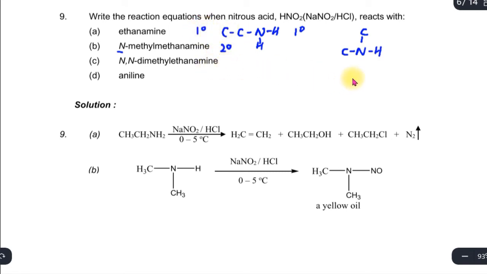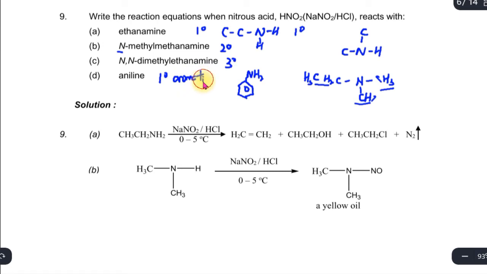And then this one, N,N-dimethyl. Here nitrogen, so dimethyl CH3, and then CH3, and then the parent chain is ethane, CH2CH3. So there are three alkyl groups, so this is tertiary. Aniline is like this, NH2, so this one is a primary aromatic amine. For A, B, C, all are aliphatic amines.